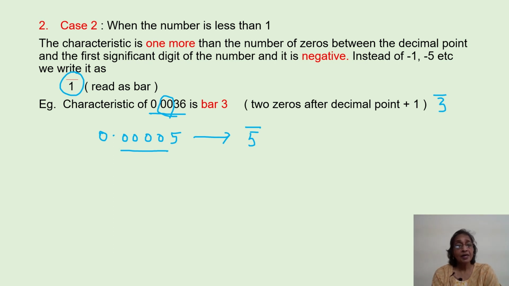Another way to remember: take the decimal itself as 1 and count. So including the decimal, I have 5: the decimal and the number of zeros following it. Let's take another example. The characteristic here will be, say, the decimal and 1 zero. So this becomes bar 2.